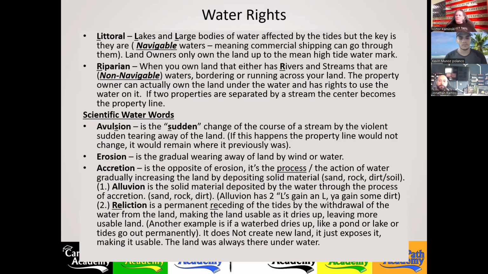Okay, so now that we know how to identify littoral and riparian property rights, you're going to need to be able to know what you own when you own land that has littoral or riparian property rights.